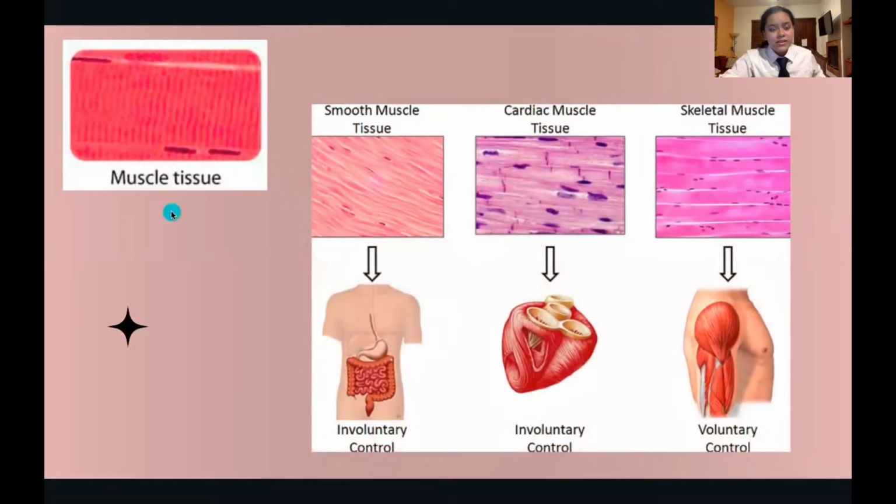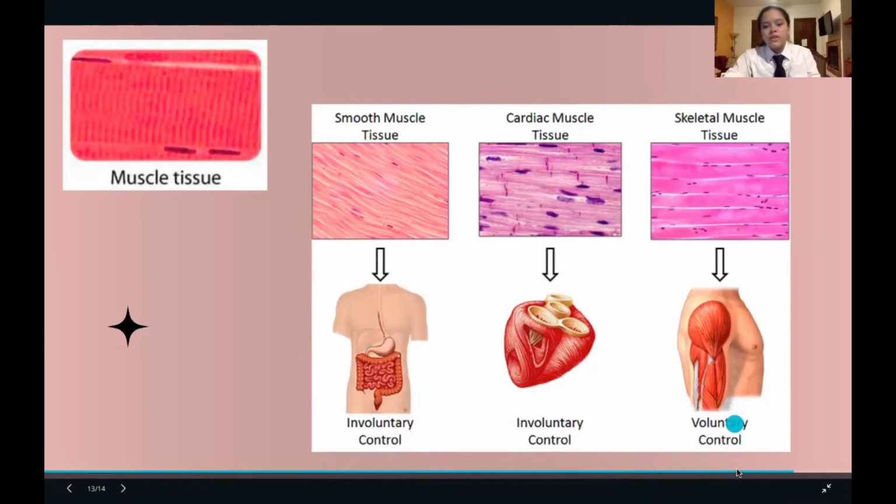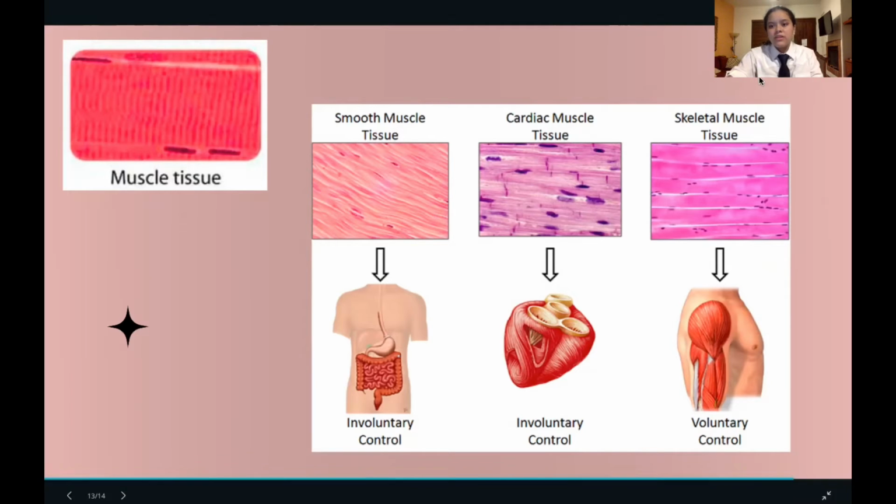So, next, let's continue with the muscle tissue. We already know what a muscle is. We have three different types: the smooth muscle tissue, the cardiac muscle tissue, and the skeletal muscle tissue. Some of these are involuntary and some others are voluntary. I want to express that involuntary means we don't control it. It's just something that happens by nature because the body works that way.